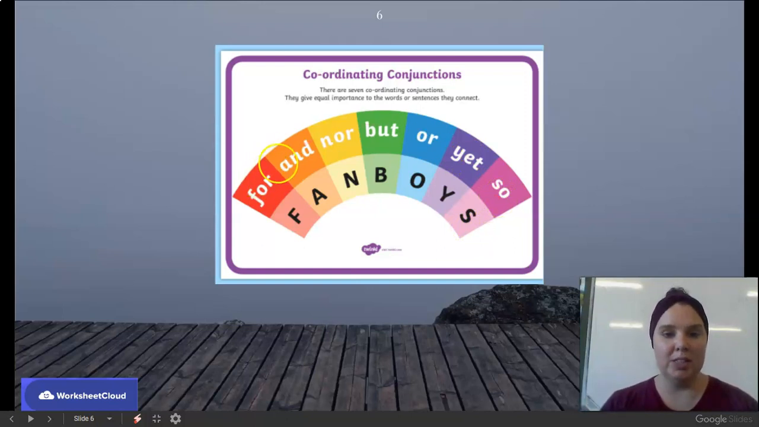So with fanboys, when you are using these conjunctions, you know that you're using a coordinating conjunction and is joining 2 sentences of equal importance or strength. If I had to say to you, John likes tea, Lucy likes coffee. Now I want to join them. John likes tea and Lucy likes coffee.